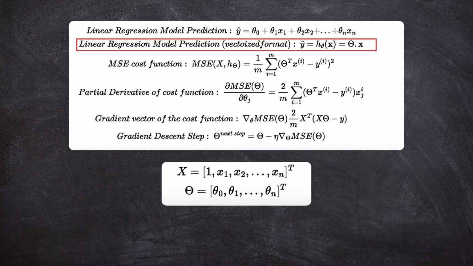In this format, the dot product of theta transpose and x represents the weighted sum of the features. It's exactly the same as the previous equation, but written more compactly and easier to calculate with large datasets. The advantage of this vectorized format is that we can compute the predictions for all data points at once, using matrix operations. This makes it much faster, especially when dealing with large datasets.